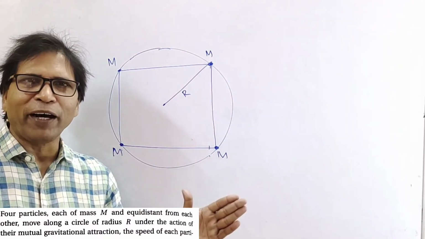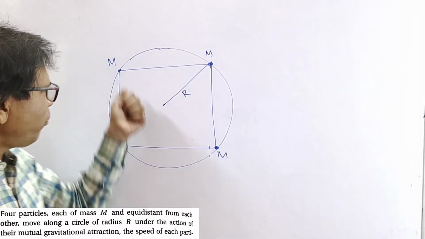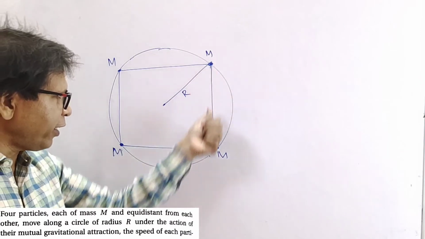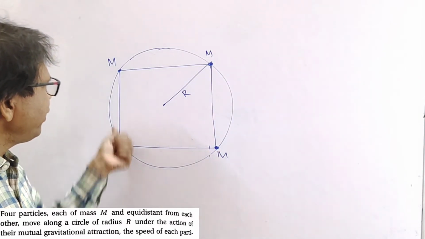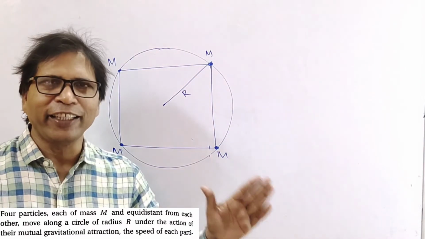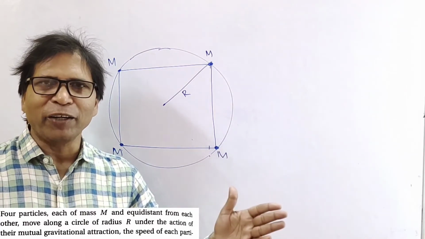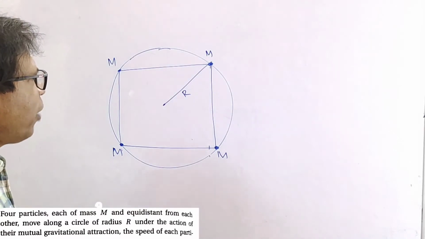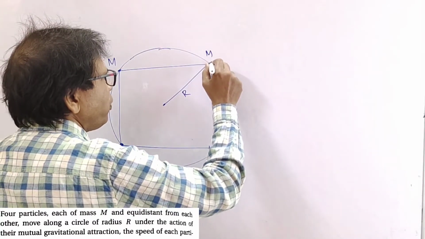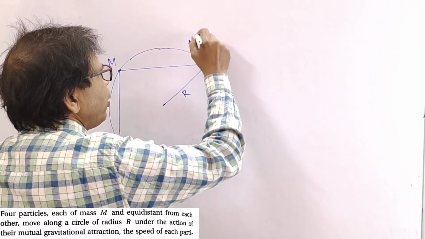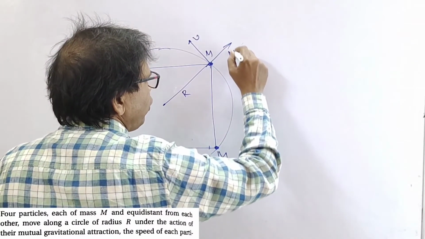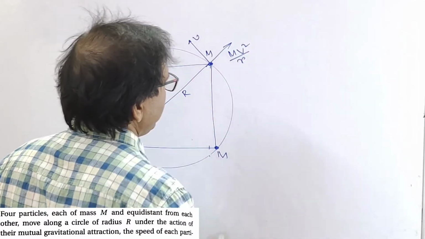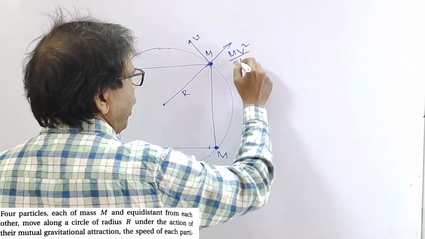Now look at this, four masses m revolve in a circular path such that they form a square, that is, the distance between this and this, this and this, this and this, and this and this are identical. We have to calculate the orbital velocity. Suppose the orbital velocity of this mass is v. Now the centrifugal force acting on it is m v square by the radius. Here the radius is capital R.